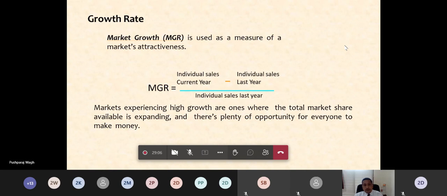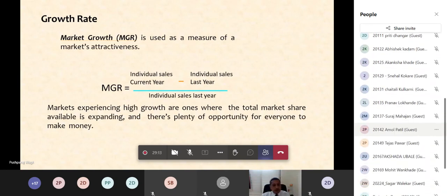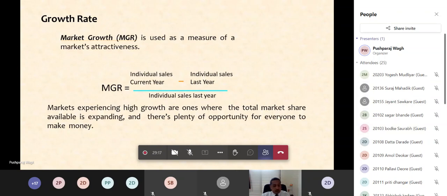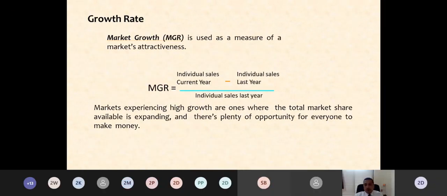So by understanding all these concepts, we will go towards our techniques of business portfolio analysis. The first technique of business portfolio analysis, which I mentioned some time back, is the BCG Matrix. BCG is short for Boston Consulting Group, who introduced this matrix with which we can analyze the business portfolio of a particular company.